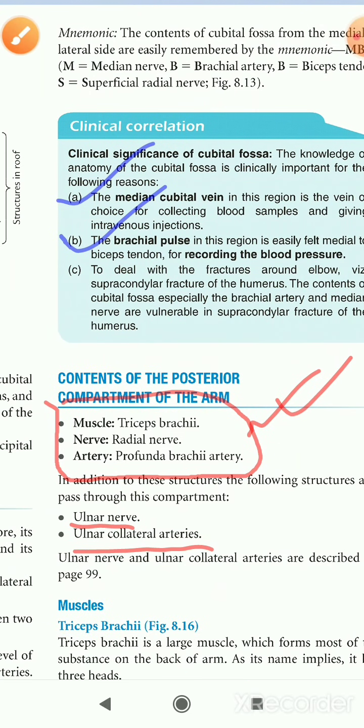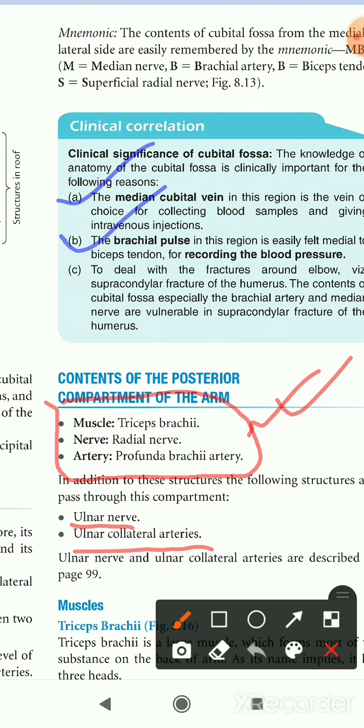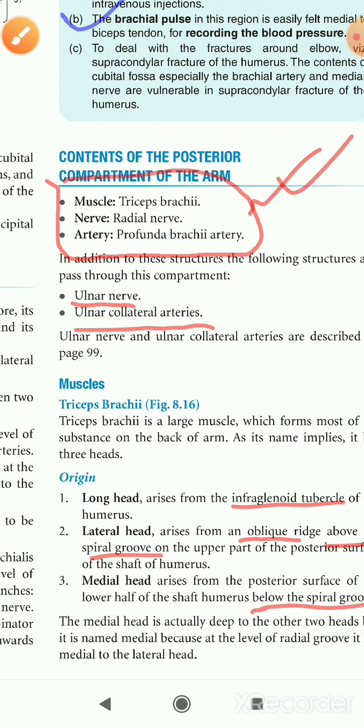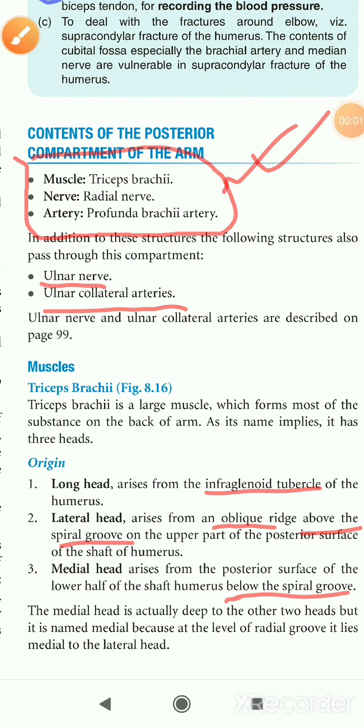So there are two clinically important structures. Number one is the median cubital vein, and number two is the brachial pulse. So this is up to the front of the arm. Now come to the posterior compartment of the arm.